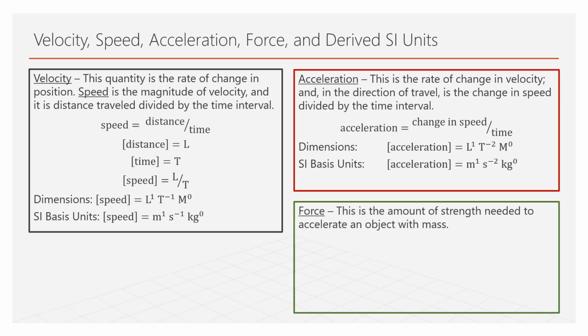Force is the amount of strength needed to accelerate an object with mass, and its equation is force equals mass times acceleration. We can then apply the square bracket operator to this equation, and we get that the dimensions of force are the dimensions of mass multiplied by the dimensions of acceleration. So we can go to the dimensions of acceleration above, and increase the mass component by 1. So we get that the dimensions of force is length to the power of 1 times time to the power of -2 times mass to the power of 1.